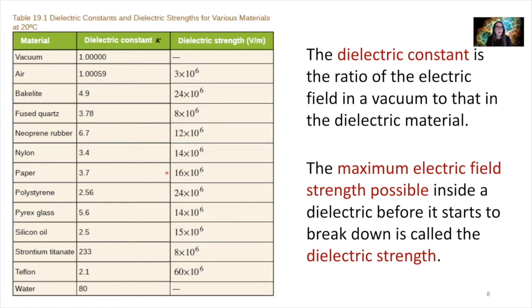Now, let's see. For air, that dielectric strength is 3 times 10 to the 6 volts per meter. But we see that for all of the materials that are listed here, that dielectric strength is larger, which indicates that you can pack a larger amount of charge, a larger amount of potential difference, and have a greater electric field between those plates whenever you insert a dielectric of a particular material in between those capacitor plates.